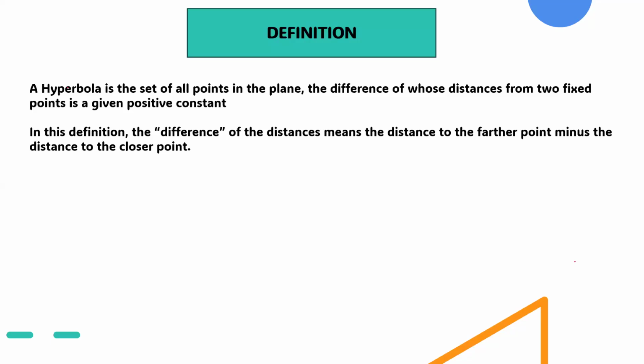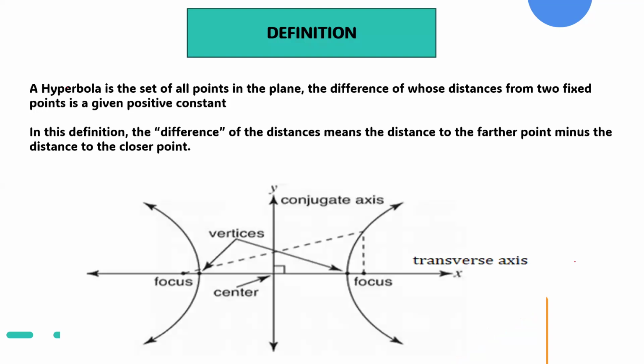So the definition of a hyperbola reads that a hyperbola is the set of all points in the plane, the difference of whose distances from two fixed points is a given positive constant. Now in this definition, the difference of the distances means the distance to the farther point minus the distance to the closer point. The fixed points we are talking about here are the foci, which is the plural of focus, and we have two of them. We're going to see more about that as we go on.